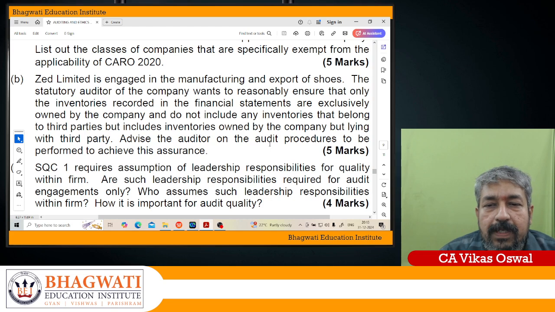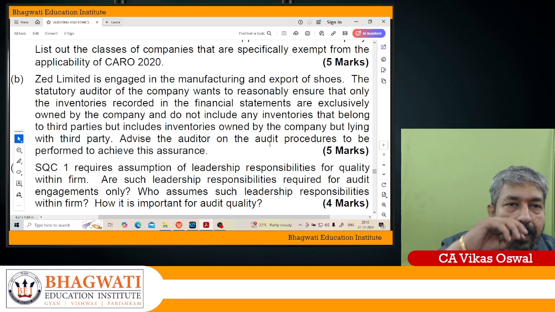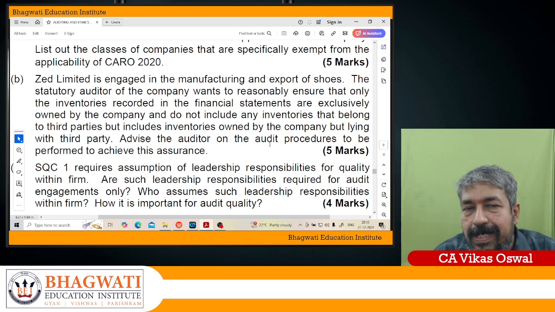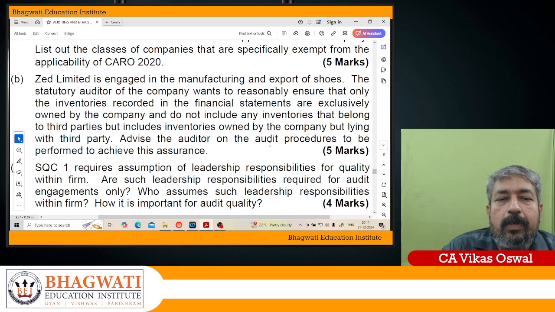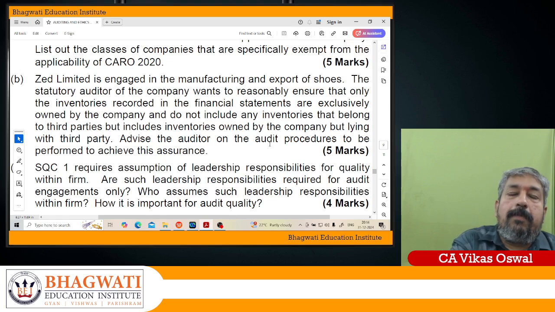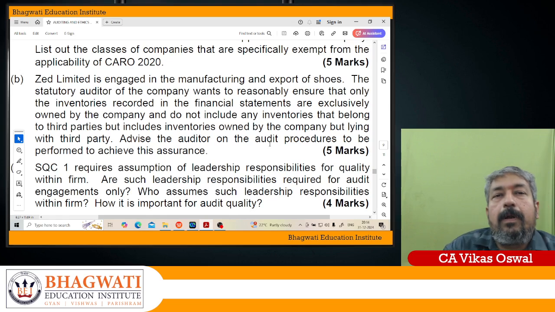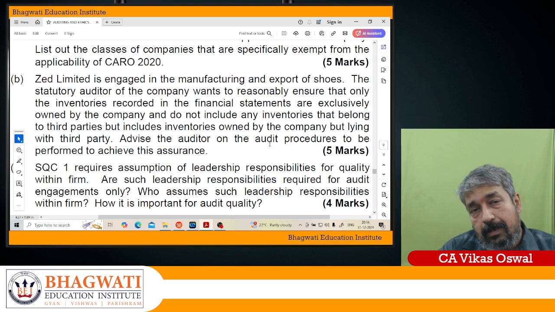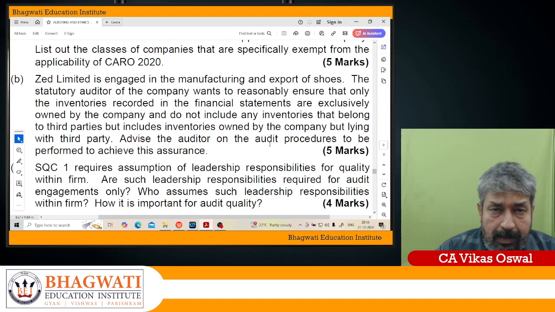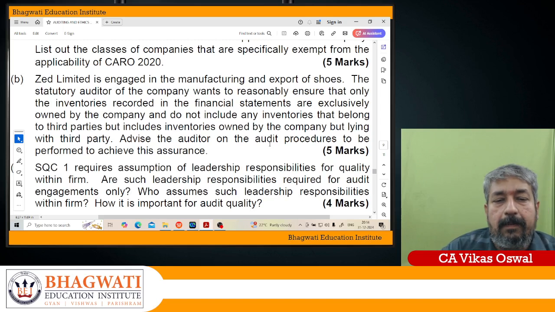Now here, if you see, the auditor wants to ensure that the entity has the right over the asset, right over the inventory. They should not include inventory which belongs to the third party, and they should include the inventory which is lying with the third party but belongs to the entity, that is Z Limited.